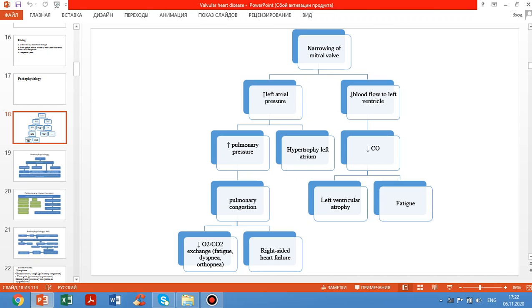Also, hypertrophy of the left atrium and decreased blood flow to the left ventricle decrease cardiac output. There is left ventricular atrophy and fatigue.